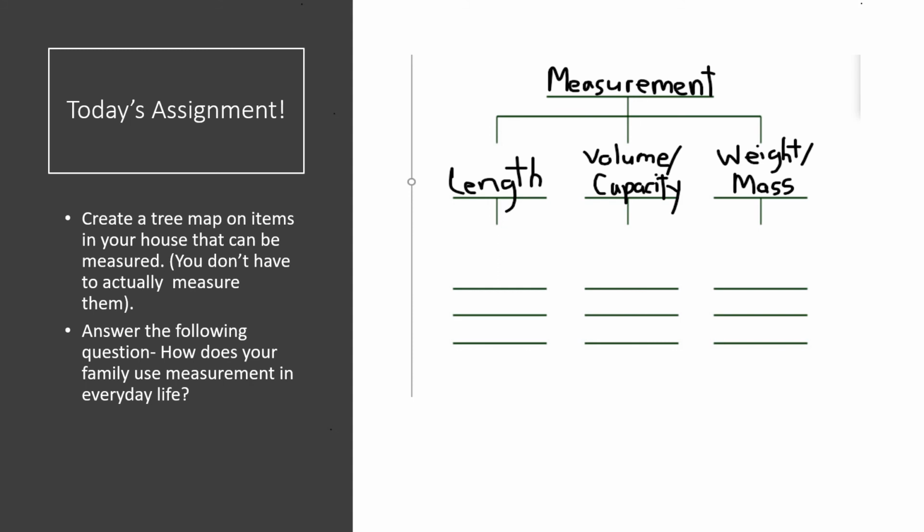Things like that. For weight and mass, find things that you can weigh in your house. What about things that you buy at the grocery store? Bananas, or maybe your cat or your dog. You're just going to list the items in your tree map. After you list 3 to 5 things under each category, you're going to answer the following question. How does your family use measurement in everyday life? And you can write a short paragraph to go with your tree map explaining that.